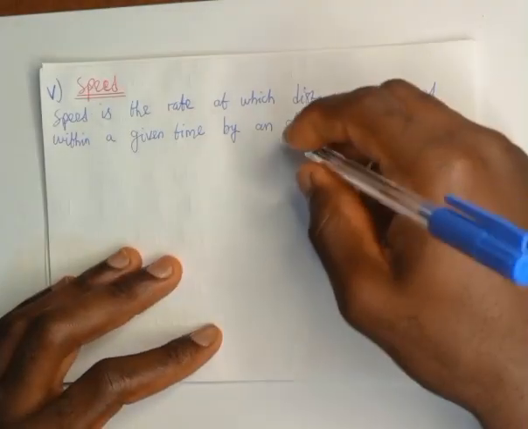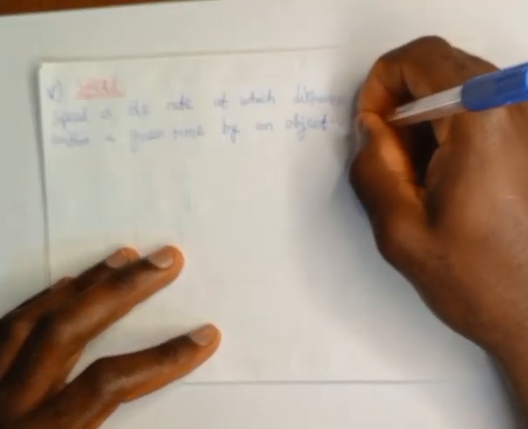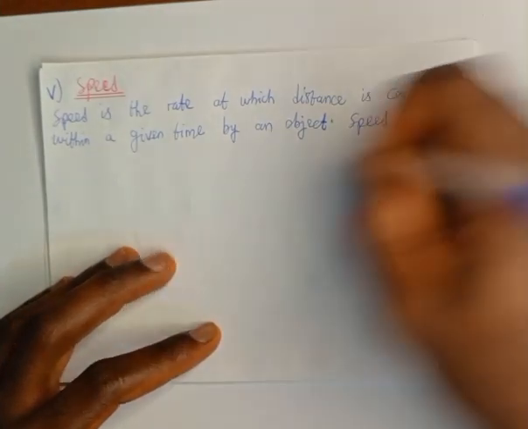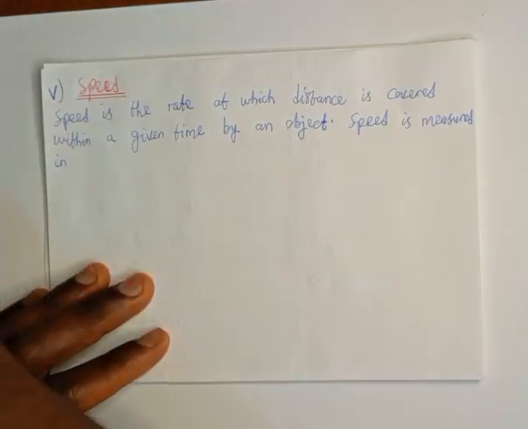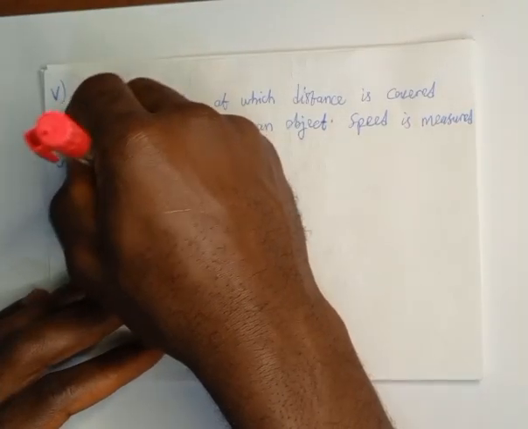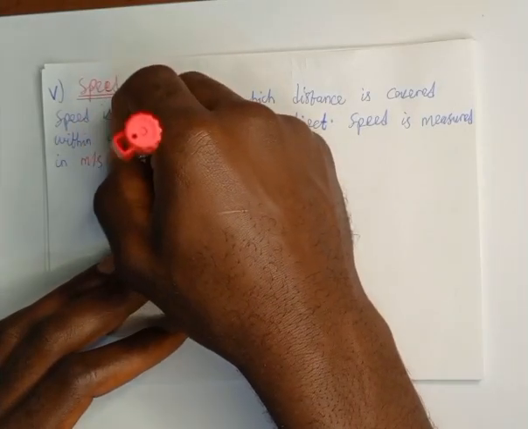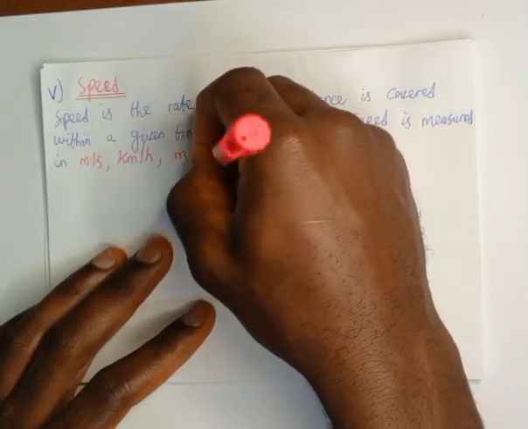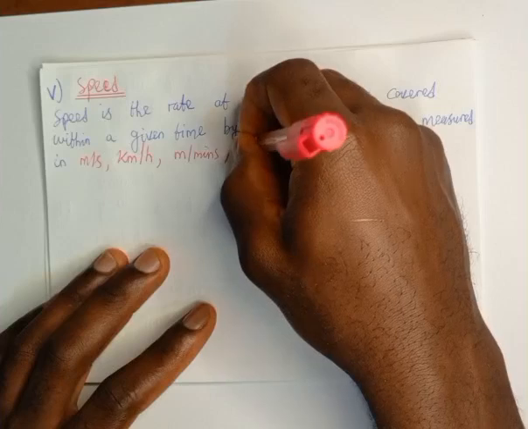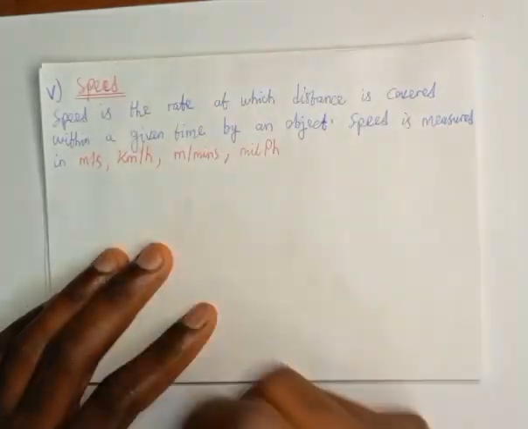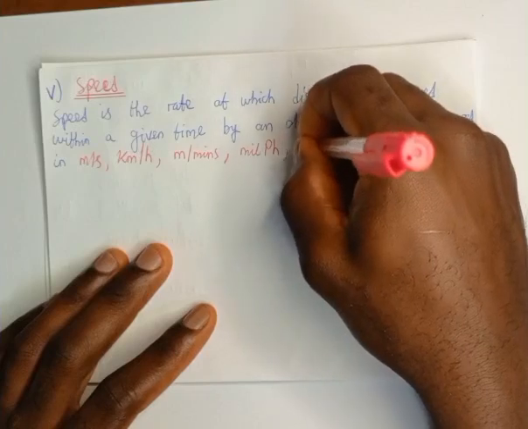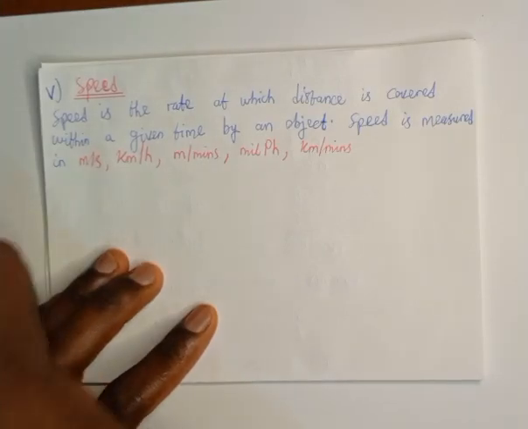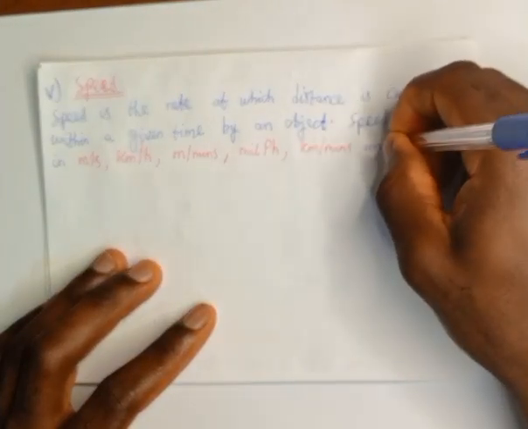Speed is measured in meters per second, kilometers per hour, meters per minute, miles per hour, kilometers per minute, and so on.